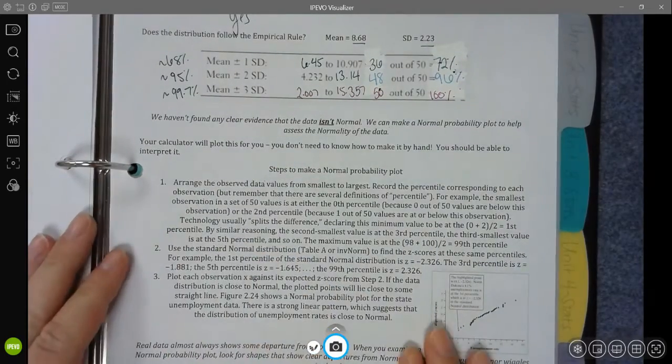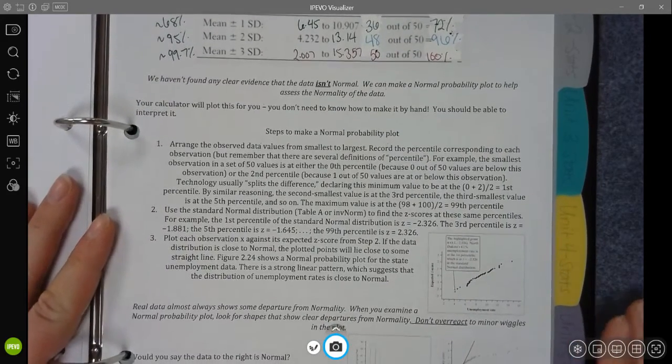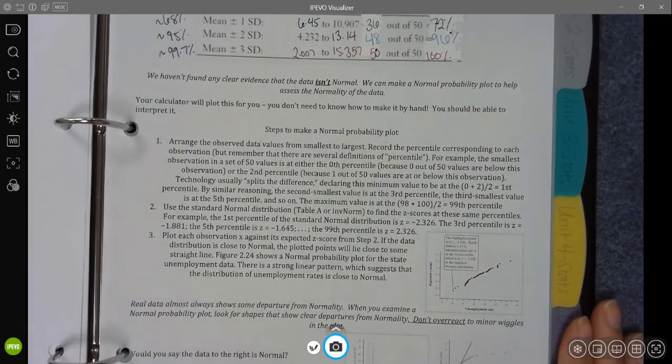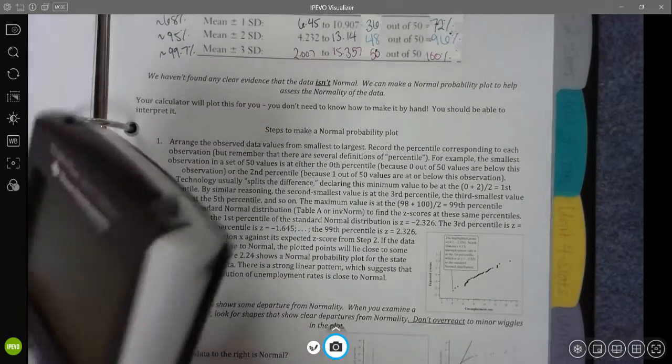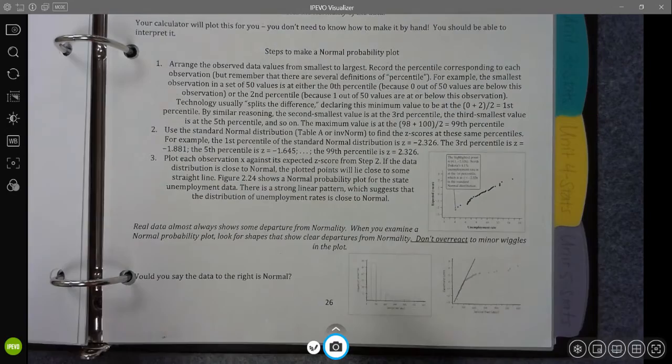So what I've put here is I've explained to you how to calculate it in your calculator. So if you want to pause the video and go figure that out, you can read through my directions here and do that in your calculator. I'm going to go ahead and talk about what it means. So let's just talk real talk here for a second.